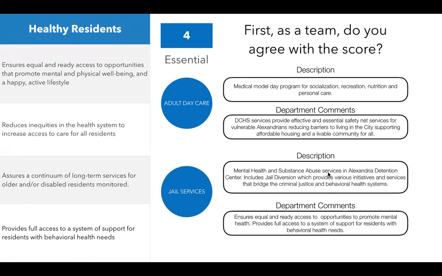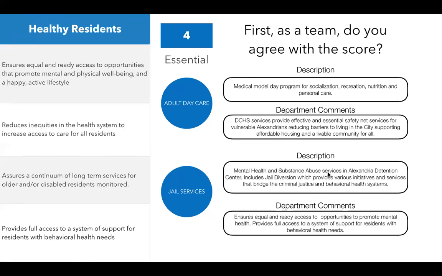So you have at your disposal in the template, you'll have the service description, and then you'll have the department comments regarding that service. So it's looking at the description and the comments and seeing if the score makes sense just based on the definitions, the description, and the comments. But then looking also at, in this example, these 2 services. Does it make sense that both of these services scored as essential against this result area?